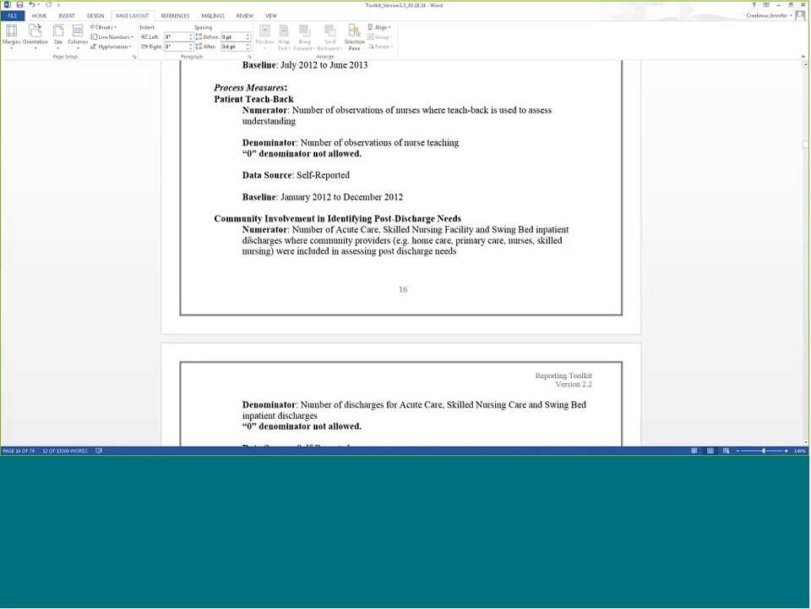The next one is community involvement in identifying post-discharge needs. This is the number of acute care, skilled nursing facility, and swing bed inpatient discharges where community providers were included in assessing post-discharge needs. So this also can be sampled. These are all self-reported process measures that you can sample any way that you choose. When we talk about sampling, we want to make sure that we hit the community or the area that will impact your hospital and make it better.